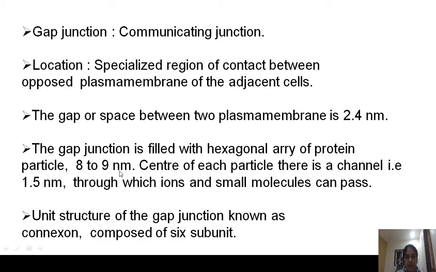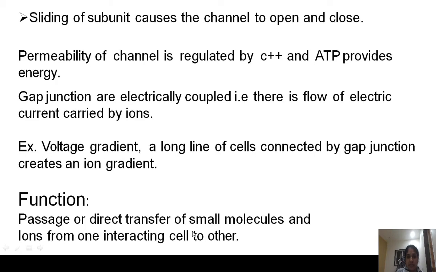At the center of each particle there is a channel, 1.5 nanometer, through which ions and small molecules can pass. The unit structure of the gap junction is known as the connexon. It is composed of 6 subunits. The sliding of the subunits causes the channel to open and close.